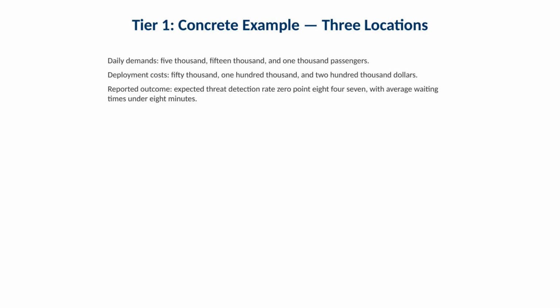The concrete example shows a simplified 3-location system with 3 passenger types. Daily demands are 5,000, 15,000, and 1,000, and example deployment costs are 50,000, 100,000, and $200,000. The reported assignment routes trusted travelers to basic screening, standard passengers to advanced screening, and high-risk selectees to enhanced screening. The reported expected threat detection rate is 0.847, while average waiting time stays under 8 minutes.